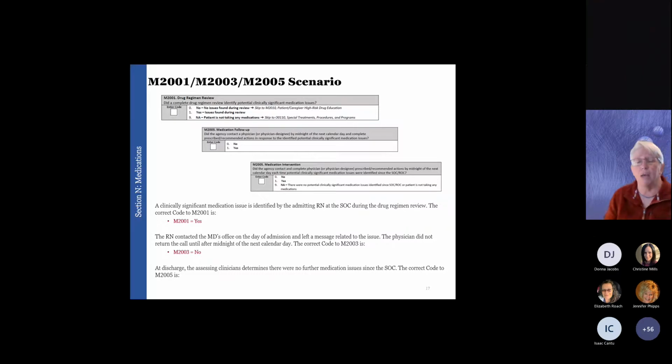Now, nothing else has happened during the episode. Everybody's good. At discharge, the assessing clinicians determined there were no further med issues since the start of care. The correct code for M2005, unfortunately, has to stay at that no, because it's looking at anything at or since the time of the prior start of care or resumption of care. So we have to go all the way back to the start of care and where we had to own that no. So yeah, that kind of, you know, ick, but unfortunately that is the rules. We have to just hang on to that no.